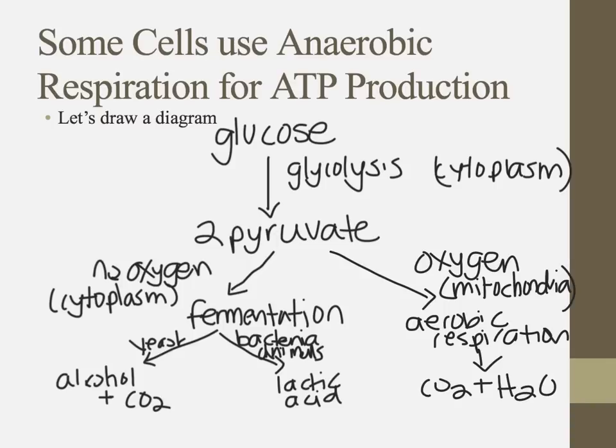Okay, so this is just a little flow chart to kind of help you understand. Everybody goes through glycolysis, where we're taking glucose into pyruvate in the cytoplasm. If there is oxygen, we get to go to the mitochondria. We're going to undergo cellular respiration and produce carbon dioxide and water. If there's no oxygen, we have to stay in the cytoplasm and undergo fermentation. If you're bacteria or an animal, you're going to produce lactic acid. If you're yeast, you're doing alcohol and carbon dioxide production.